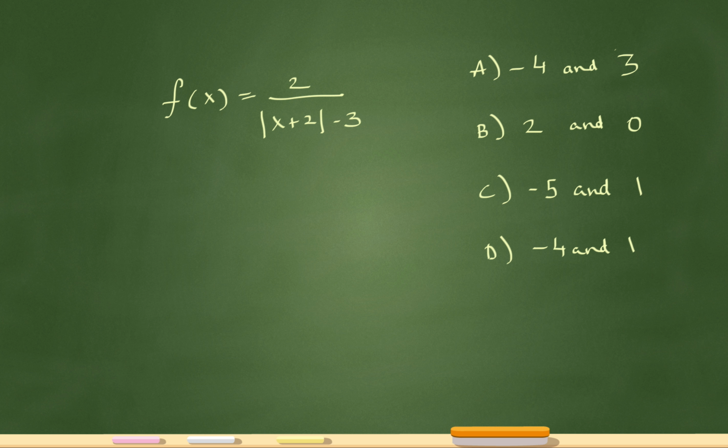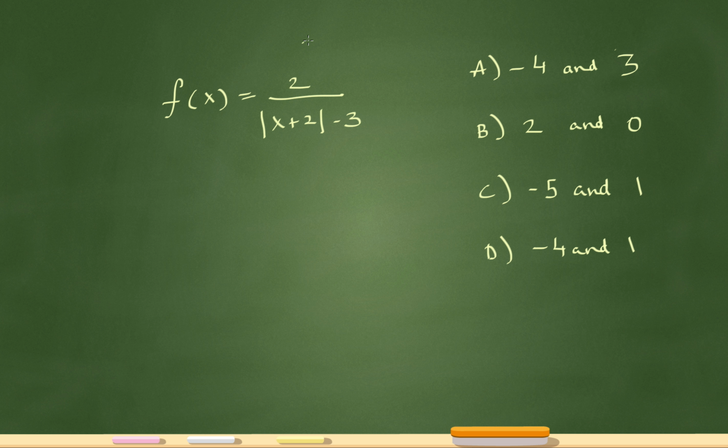So the question here is saying the function f is defined by f of x equals 2 divided by the absolute value of x plus 2, minus 3. What are all values of x for which f of x is not a real number? So these are the values of x in the answer choices where this is not a real number.